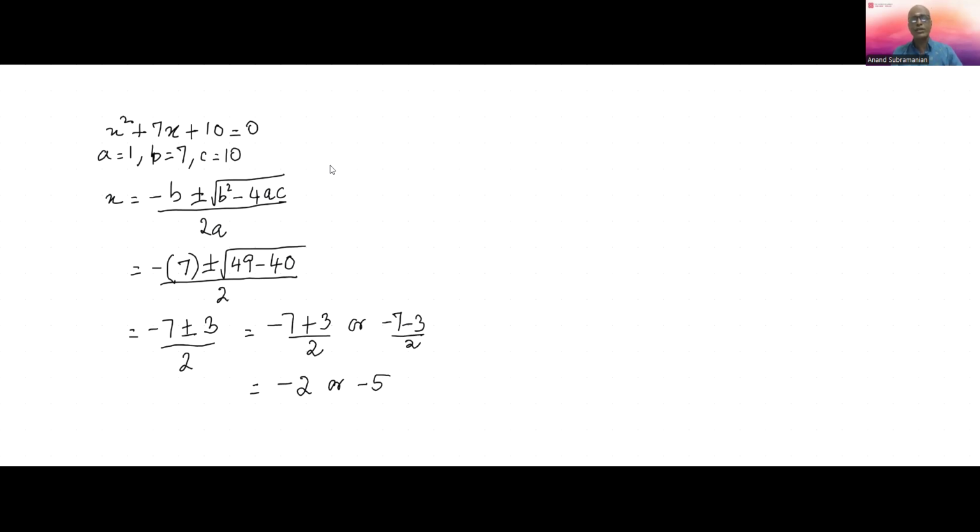So how do you know whether your solution is correct or not? We found the solutions. So we might have made mistakes, right? How to find whether our solution is correct or not? How do you check it? You just plug in the values of negative 2 and negative 5 both one by one in the equation.